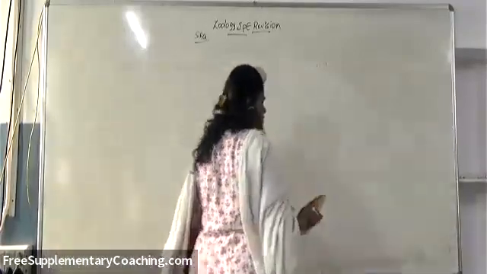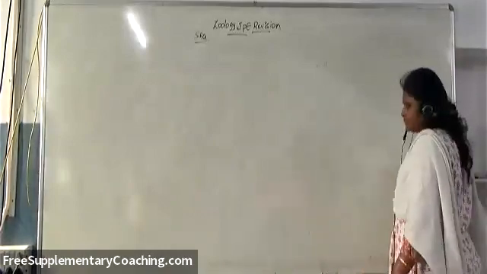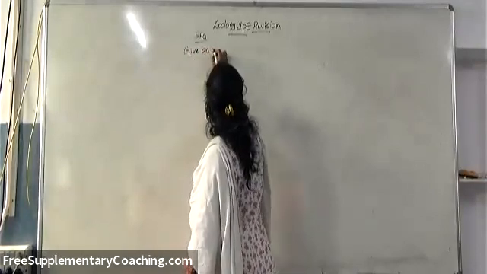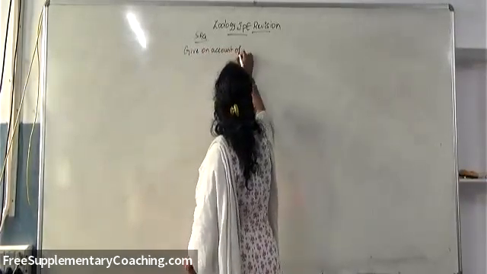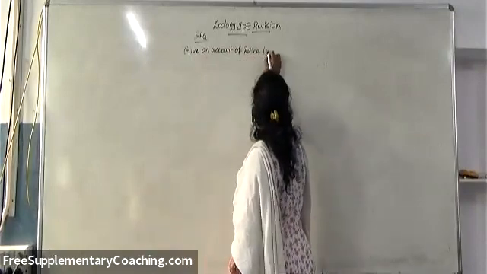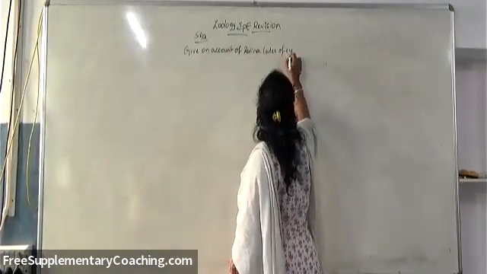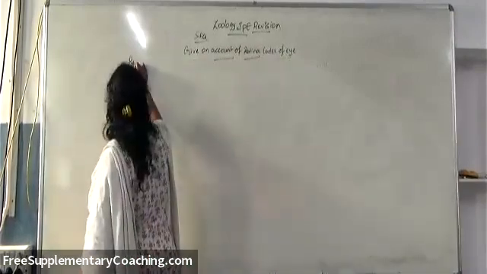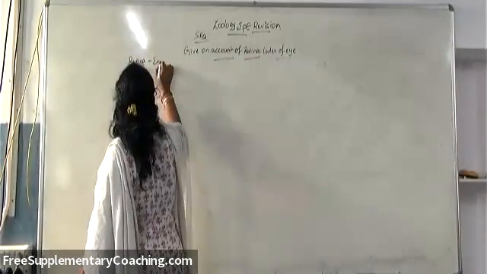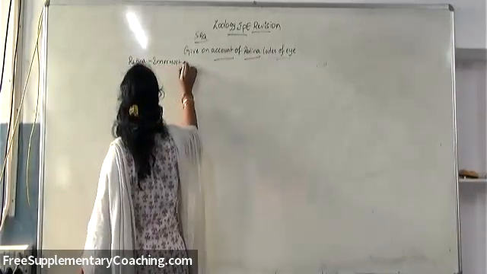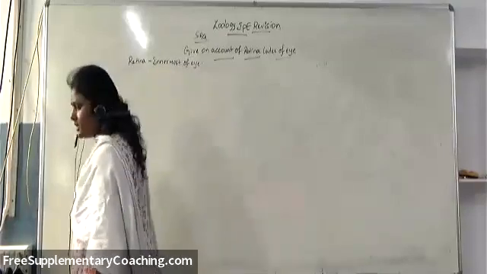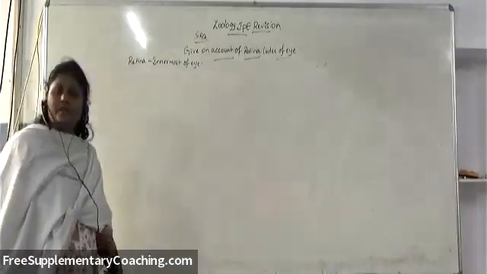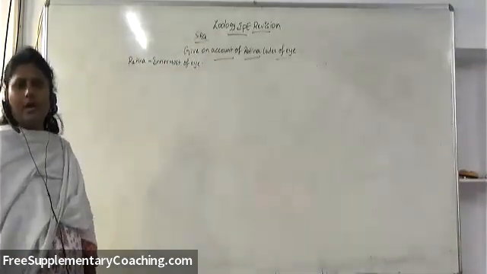So, next question. Give an account of the retina layer of the eye. So, the retina is the innermost layer of the eye. Already in the structure of the eye, you would have learned that. The eye is surrounded by three layers: sclera, choroid, and then retina.